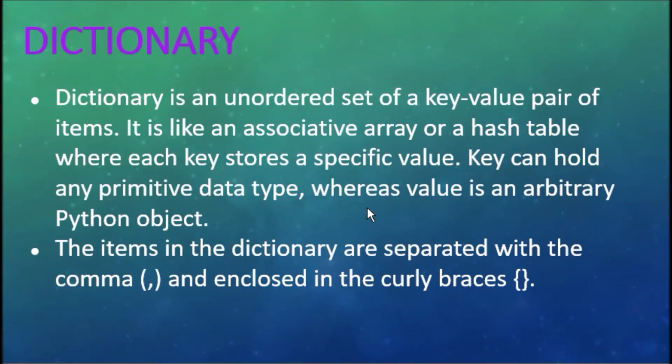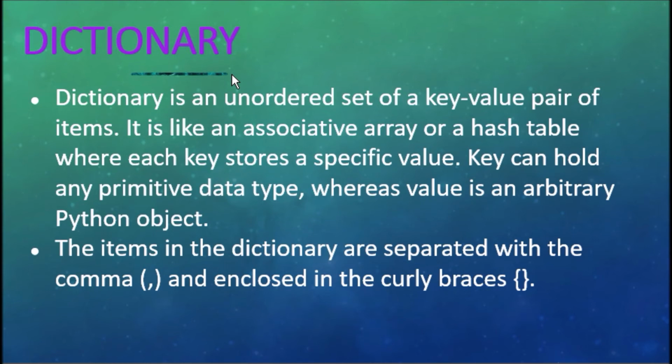Let's move further. Next important data type is dictionary. A dictionary is an unordered set of key value pairs of items. It's like an associative array or a hash table in C language where each key stores a specific value. In this, key can hold any primitive data types, whereas value is an arbitrary Python object. And in dictionary, the items are separated with commas and enclosed in curly braces.